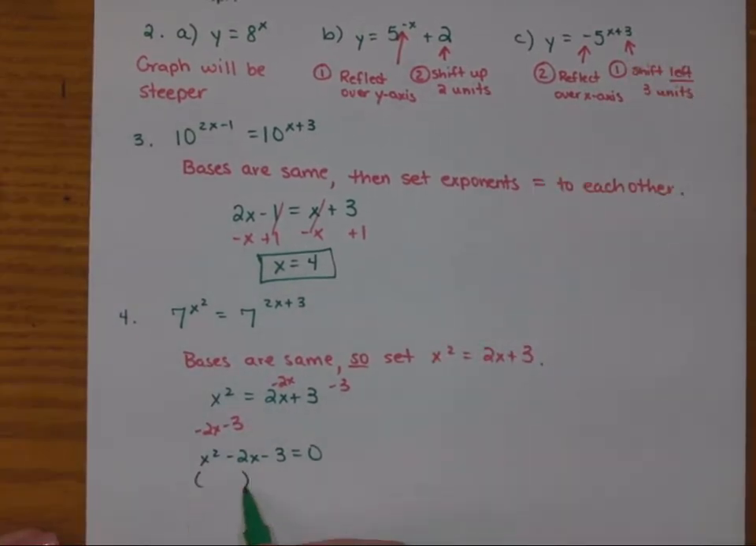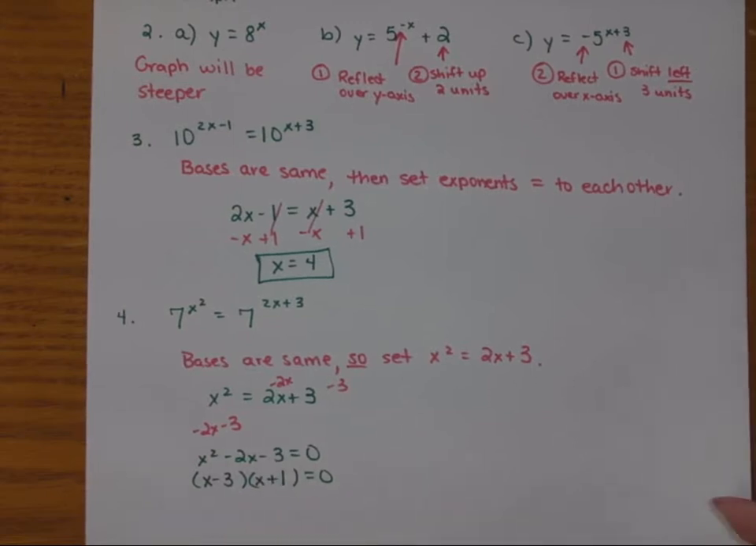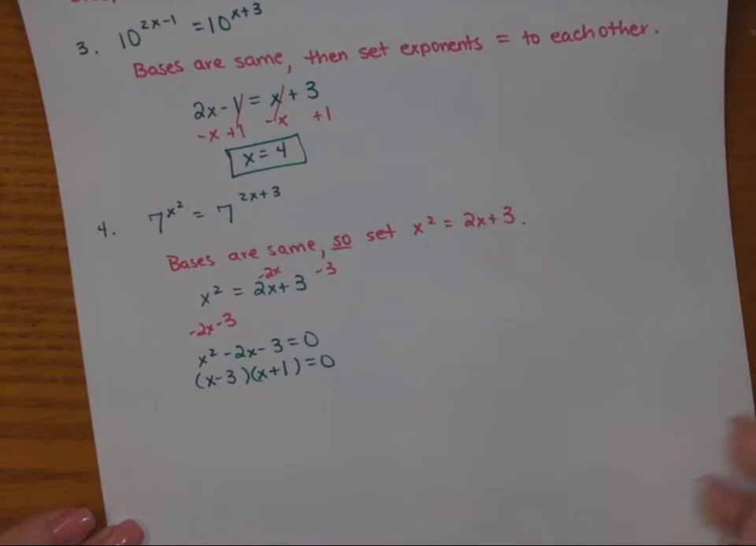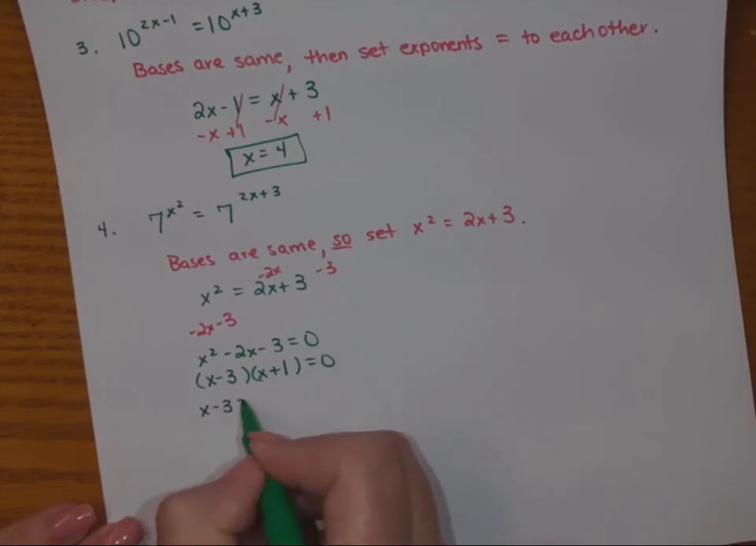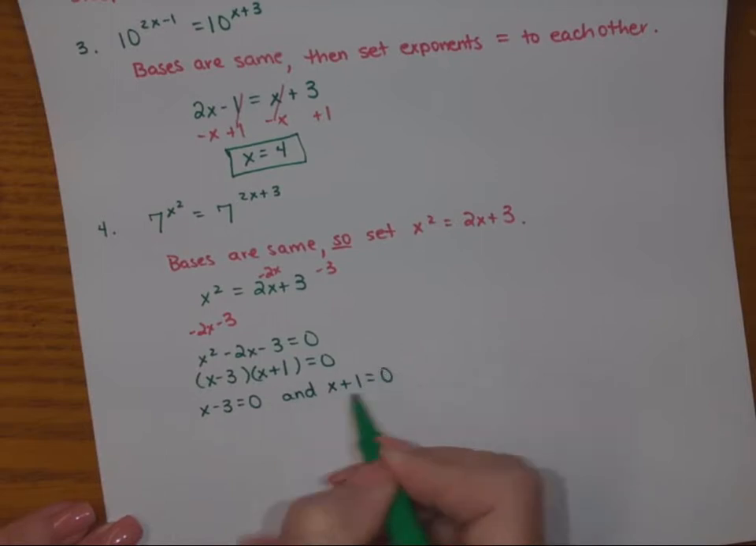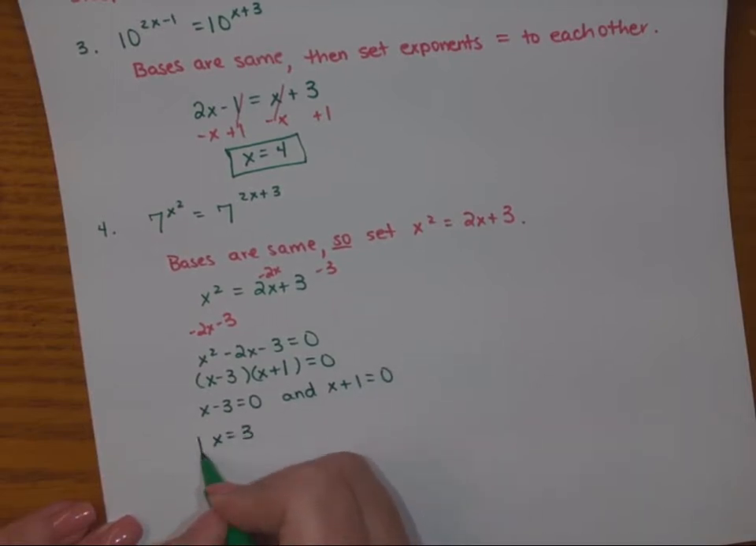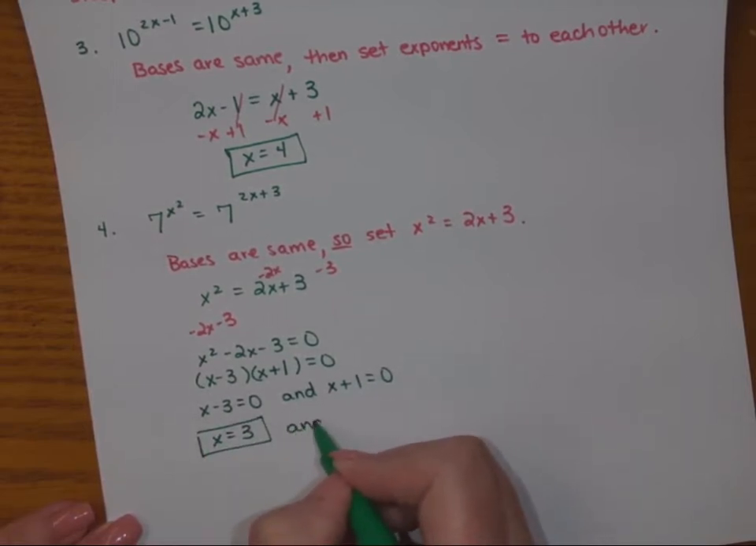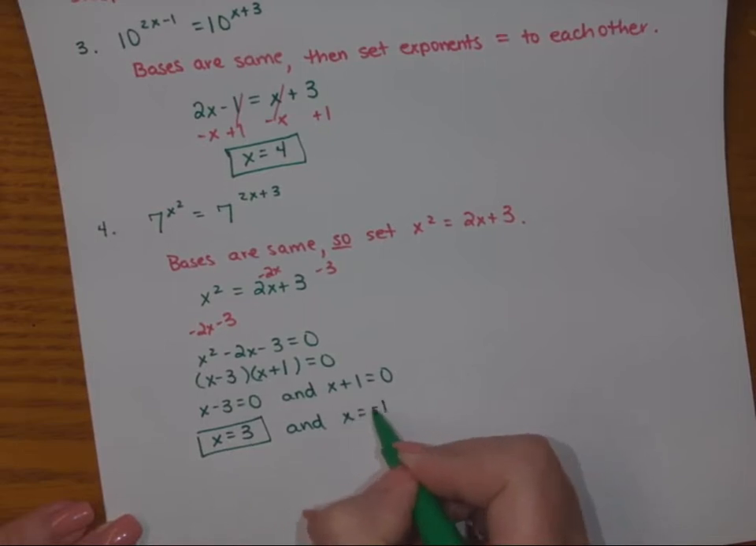This one does factor, and I don't even honestly think I need the AC method, since remember that number in front of x squared is 1. So the numbers that multiply to give us -3, but add to give us -2 are -3 and 1. And then you would just set each thing equal to 0. So it looks like we get 2 answers we could check, right? X equals 3. And also x could be -1.